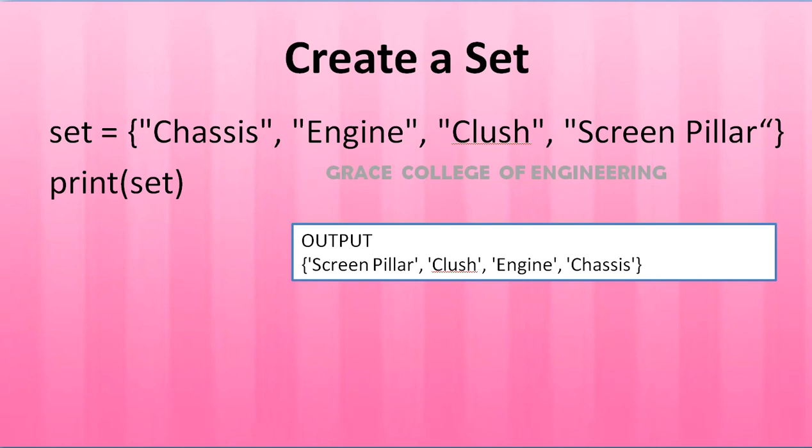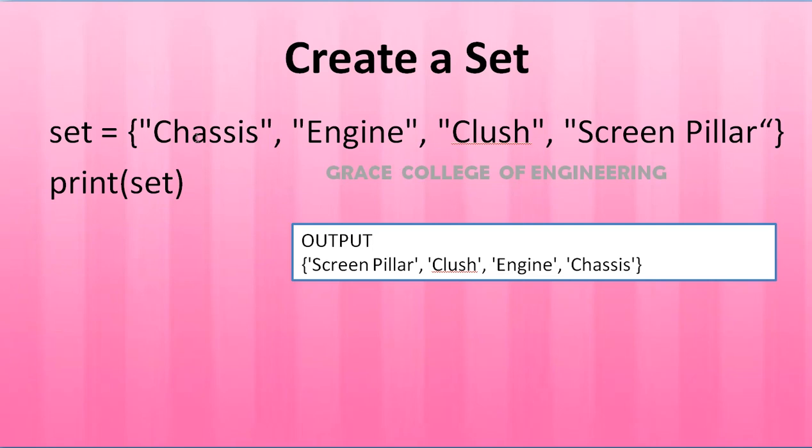First, create a set. This set is a single variable, right? Here we are going to store multiple items: chassis, engine, clutch, screen pillar. These are all multiple items stored in a single variable. Then, print the set. The output is screen pillar, clutch, engine, chassis.